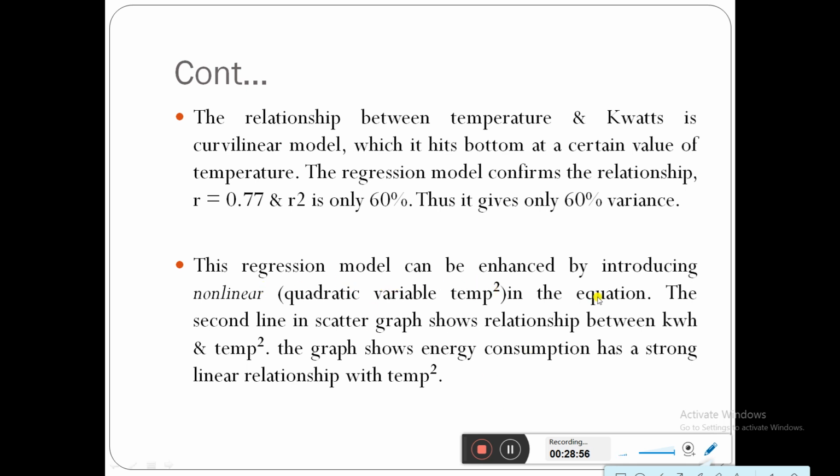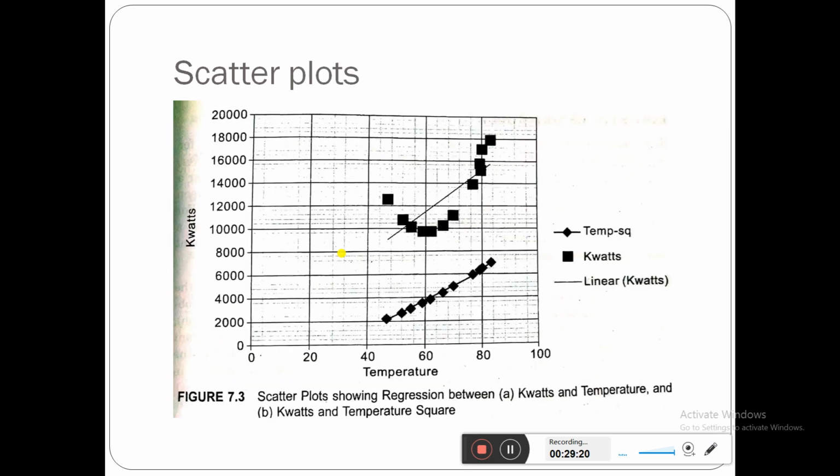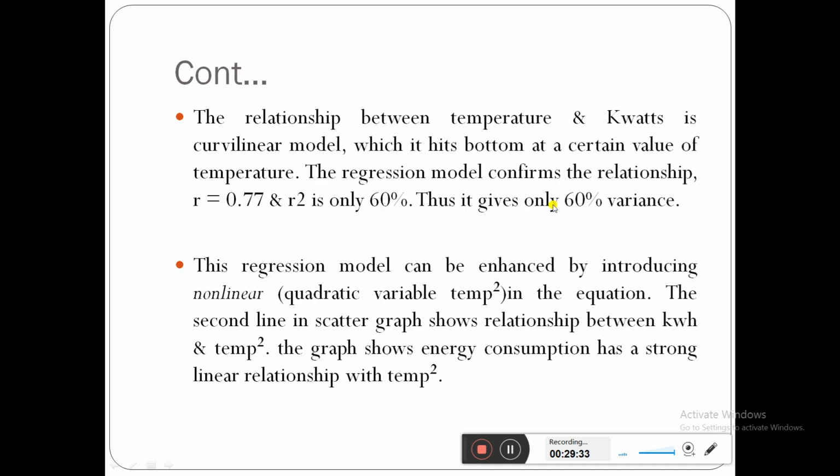A regression model can be enhanced by introducing a non-linear, quadratic variable of temperature. We are taking the temperature square in the equation. The second line in the scatter graph shows the relationship between the kilowatts and the temperature, and both are strongly related to each other. Next, we took the temperature square against the kilowatt energy, and then both fit in a straight line. So both are correlated with each other.